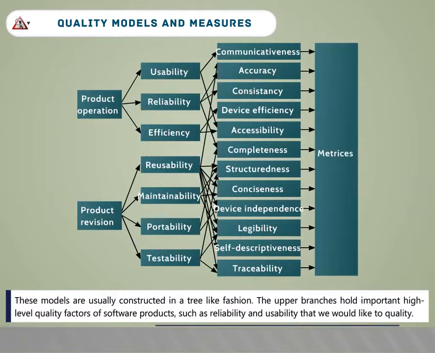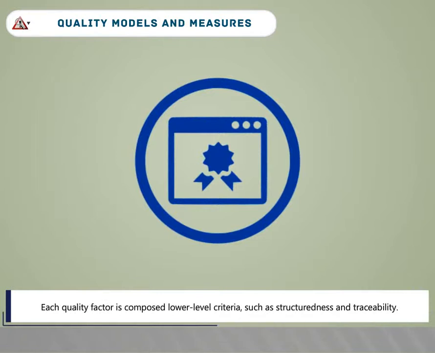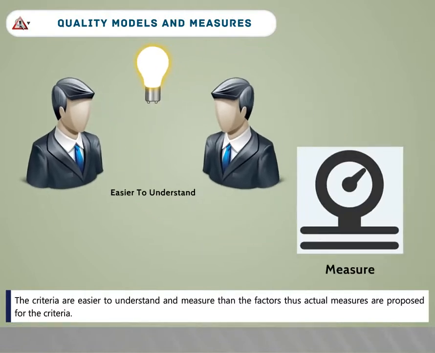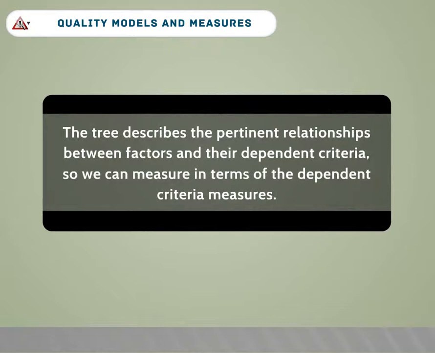These models are usually constructed in a tree-like fashion. The upper branches hold important high-level quality factors of software products, such as reliability and usability, that we would like to quantify. Each quality factor is composed of lower-level criteria such as structuredness and traceability. The criteria are easier to understand and measure than the factors, thus actual measures are proposed for the criteria. The tree describes the pertinent relationships between factors and their dependent criteria, so we can measure in terms of the dependent criteria measures.